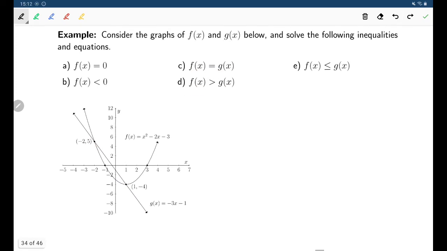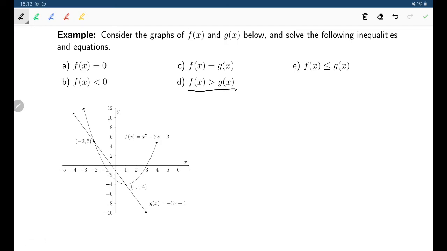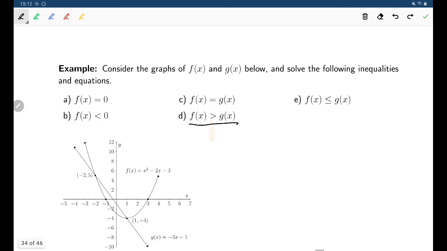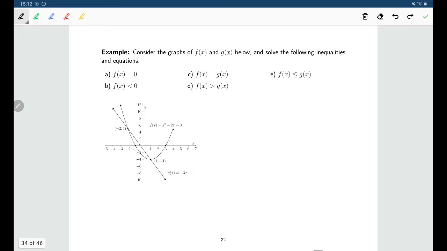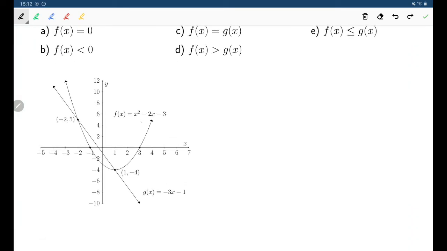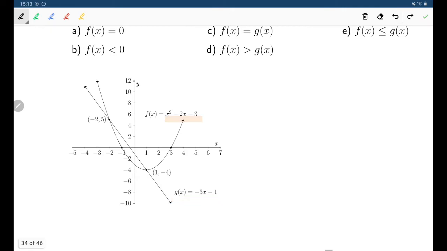If you're looking for where is f of x greater than g of x, you're looking for where is f of x above g of x in our graph. If you want f of x to be less than or equal to g of x, then f of x needs to be below or equal to g of x. So here, the two functions that we've got, f of x, this is our parabola, and g of x, that's our little straight line function.